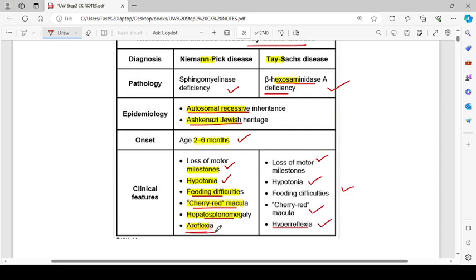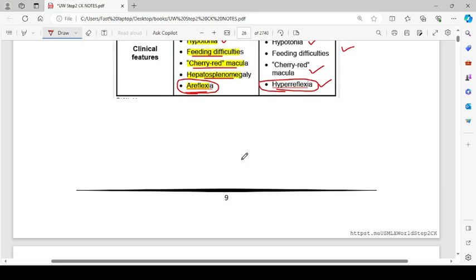The difference is that in Niemann-Pick disease, we find areflexia, while in Tay-Sachs disease, there is hyperreflexia. The second difference is that hepatosplenomegaly is present only in Niemann-Pick disease, while Tay-Sachs disease does not have that. And cherry red macula is present in both of them.